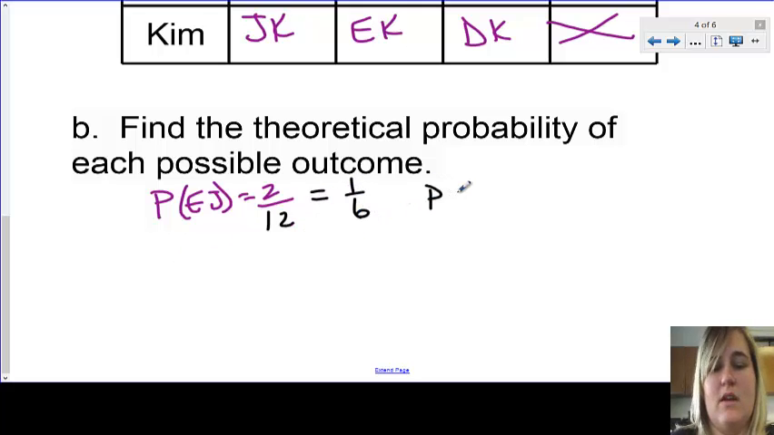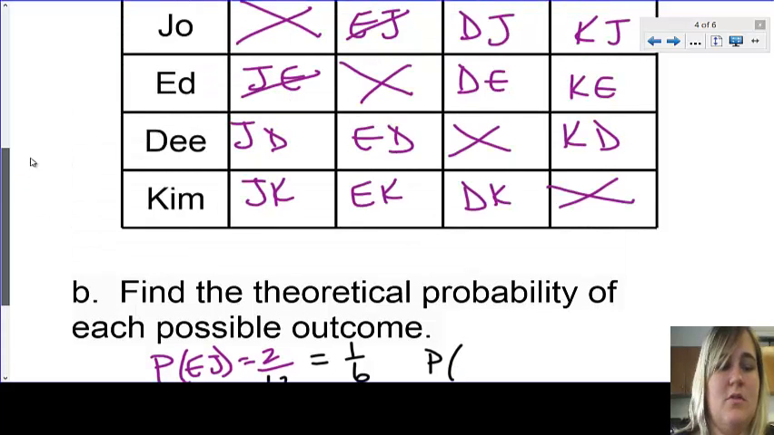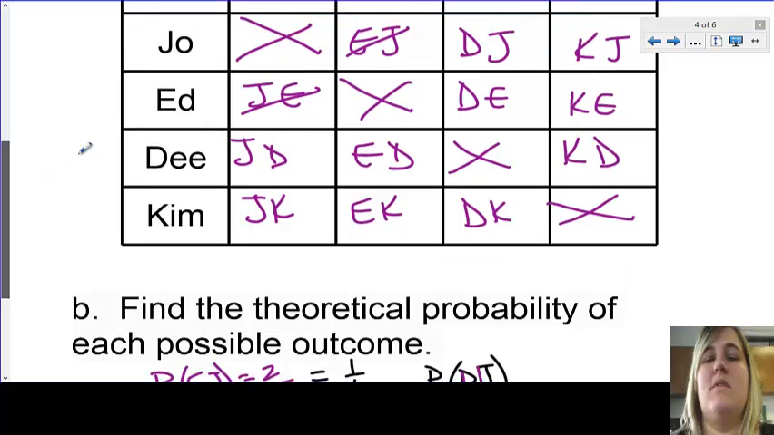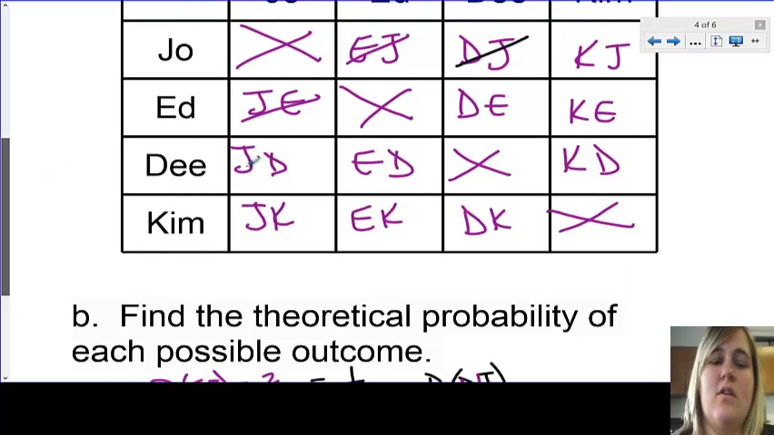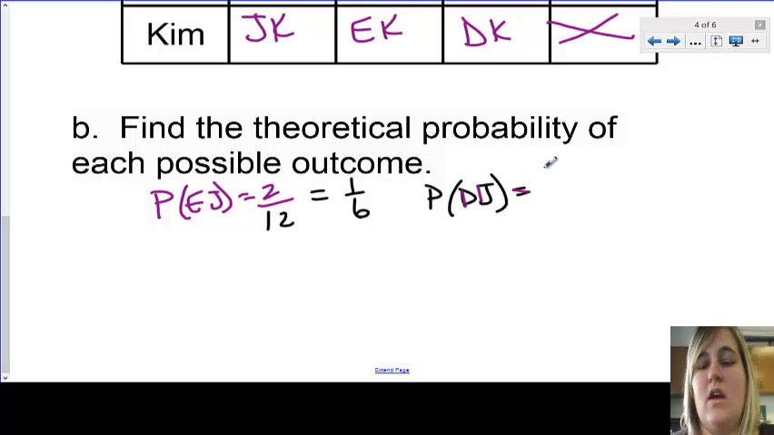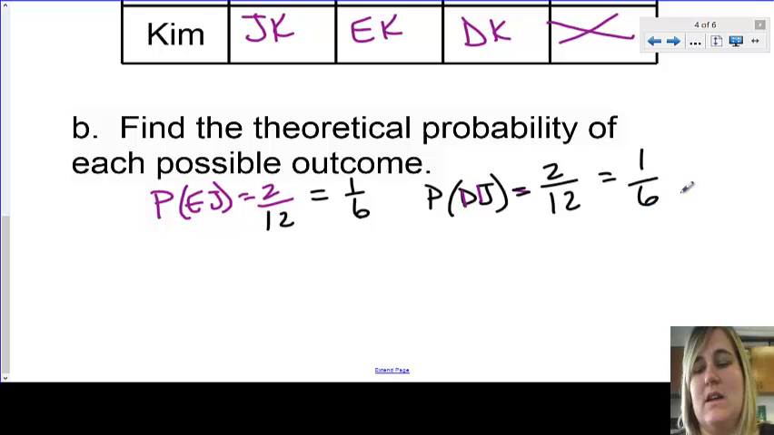The next probability is going to be the next group, which is Dee and Joe. I don't know why it's changing colors and making random lines. Dee and Joe could be together here or here. So that would be 2, again, out of 12, which gives me 1/6. And as you can imagine, if we continue through these, we are going to get 1/6 for each of them because they're all equally as likely.